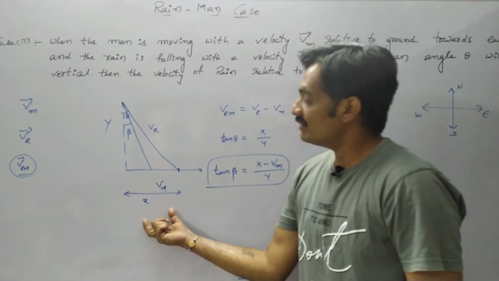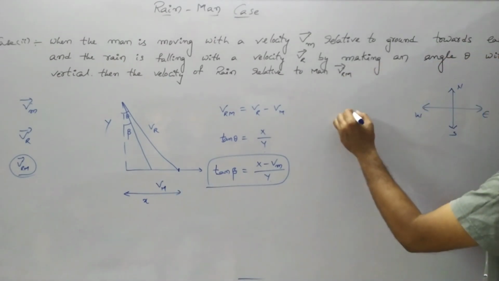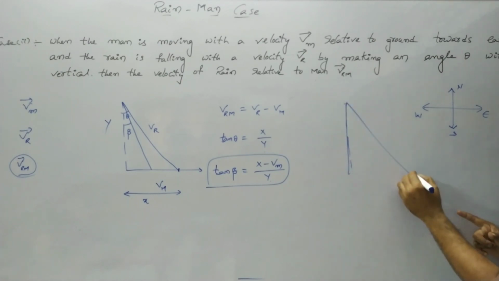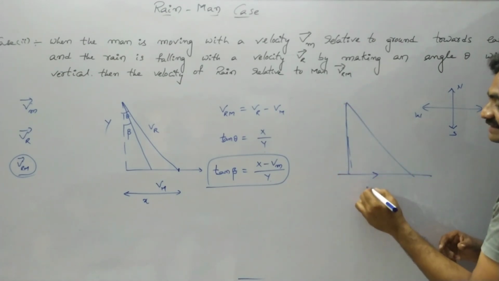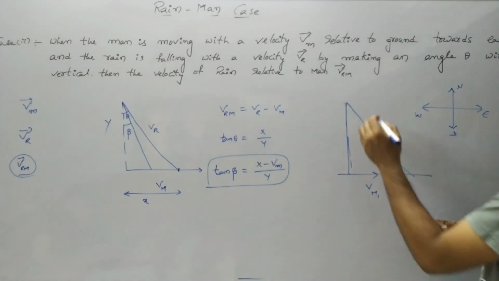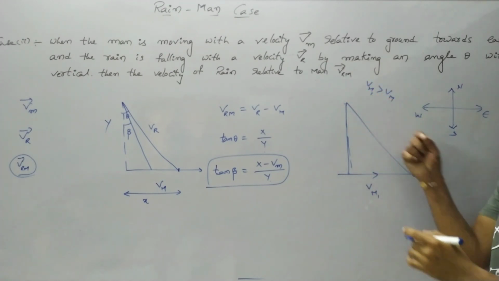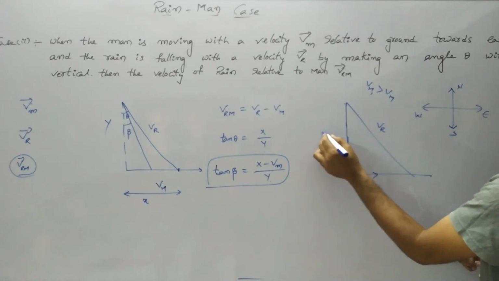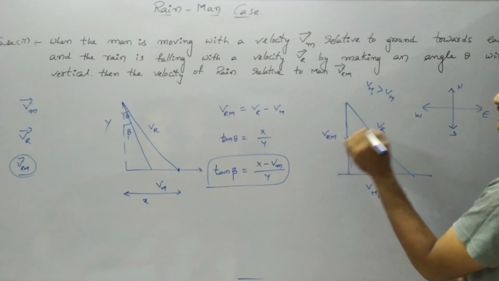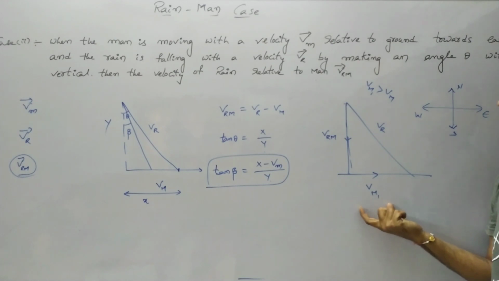Suppose the person increases his speed, then the rain appears vertical to the man like this. As the man increases speed from v suffix m to v suffix m1, where v suffix m1 is greater than v suffix m, the rain appears vertical to the man in this direction. So this is the case if the man increases his speed.